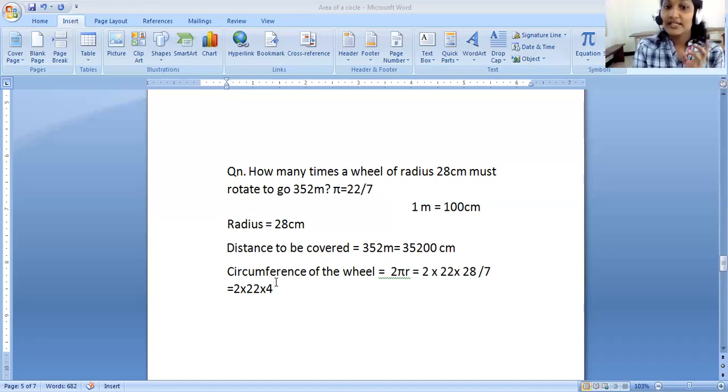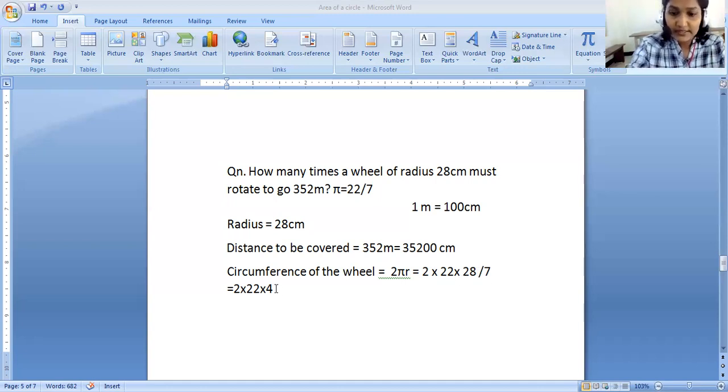Now let's find the circumference of the wheel, because length is something related to the circumference. Here we need to find the circumference of the wheel because we are measuring the length. So the circumference of the wheel, we know the equation, that is 2 pi r. Substitute the values: 2 into 22 by 7 into 28.